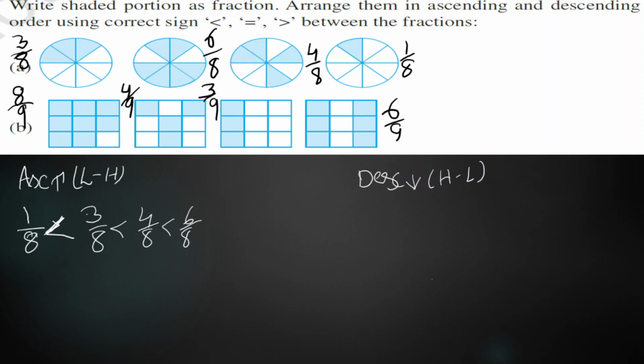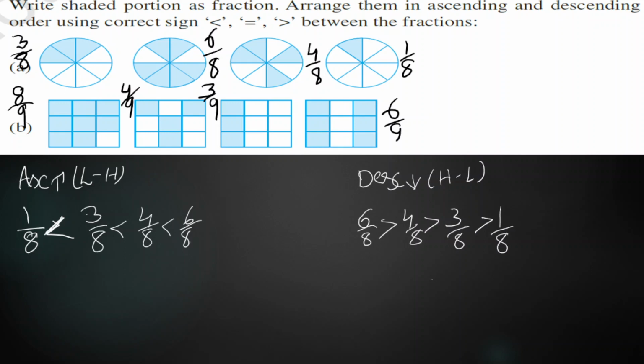And let me write the descending order. Here the greatest value is 6. 6 is the greatest numerator, so 6 by 8 becomes the greatest of all the values. Now 6 by 8 is greater than 4 by 8, and 4 by 8 is greater than 3 by 8, and this 3 by 8 is greater than 1 by 8.